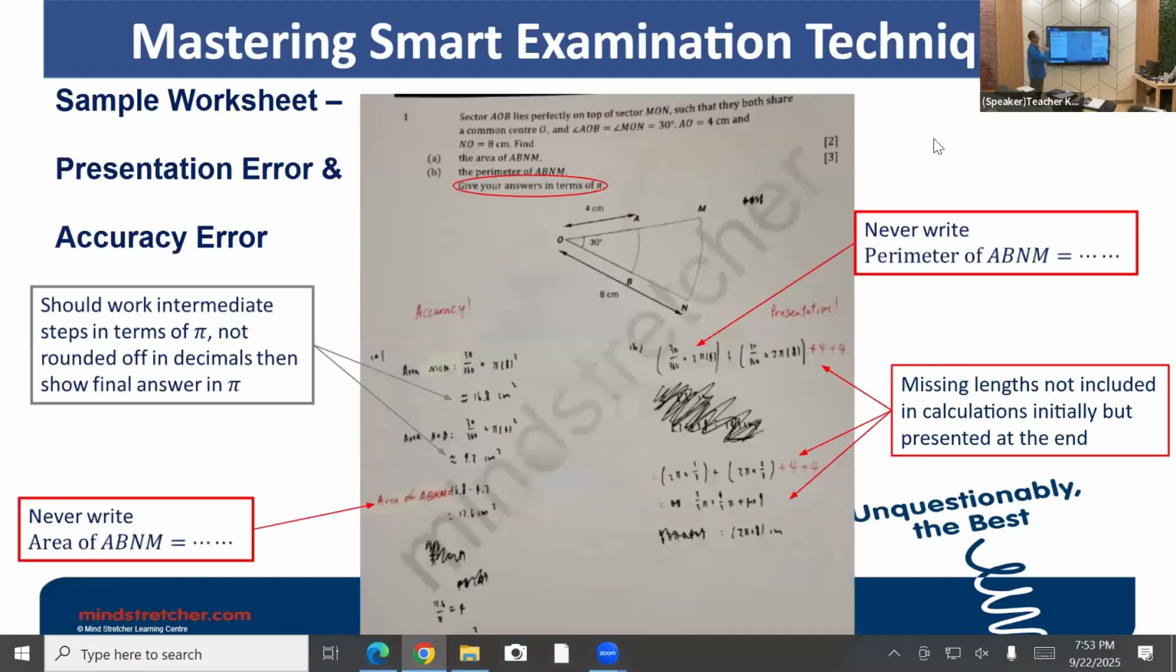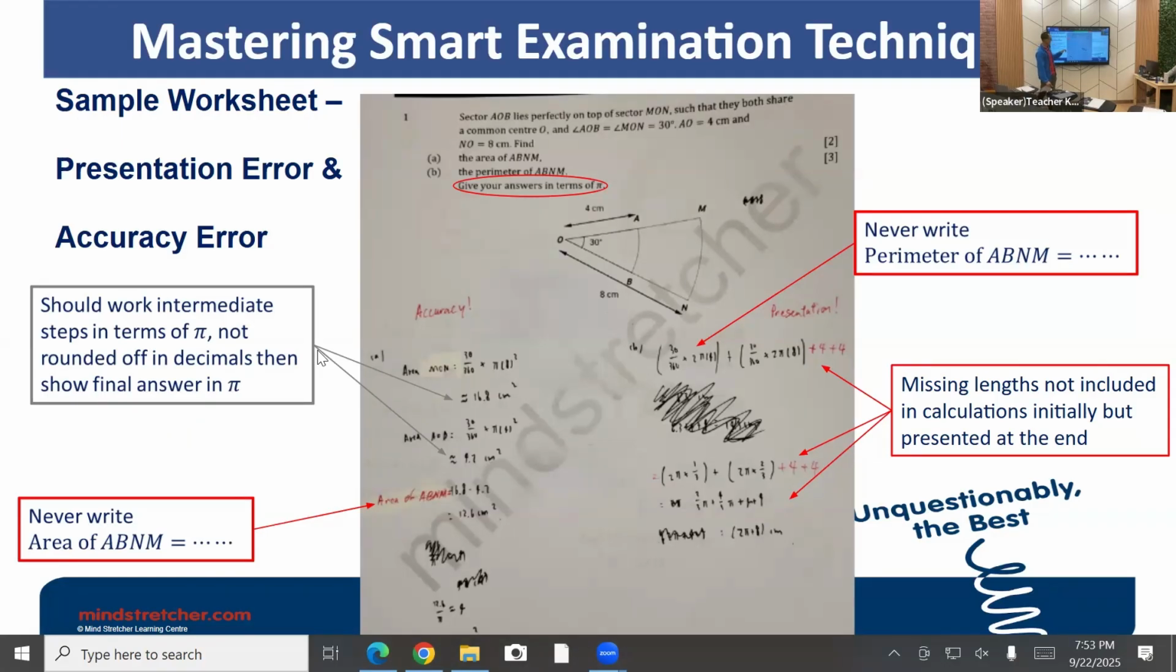Okay, so this is just an example, and this was one of my students. That was what he presented. So like you see here, this question was just asking to find the area of this ABNM. Sorry, ABNM is this portion here, not the sector, but this section here. And then another question, part B, was to find the perimeter.